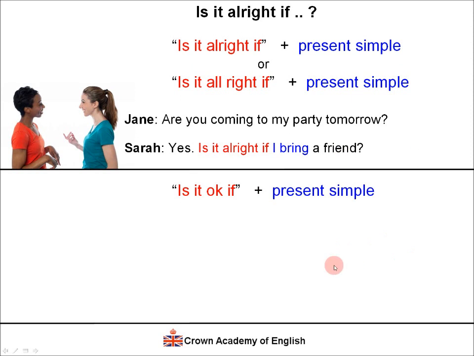And an alternative is it okay if? And it's the same meaning, and it's also followed by the present simple. Or we can write it like this. Is it okay if? So this is the full form of this. This is like an abbreviation of this. It's the same word.